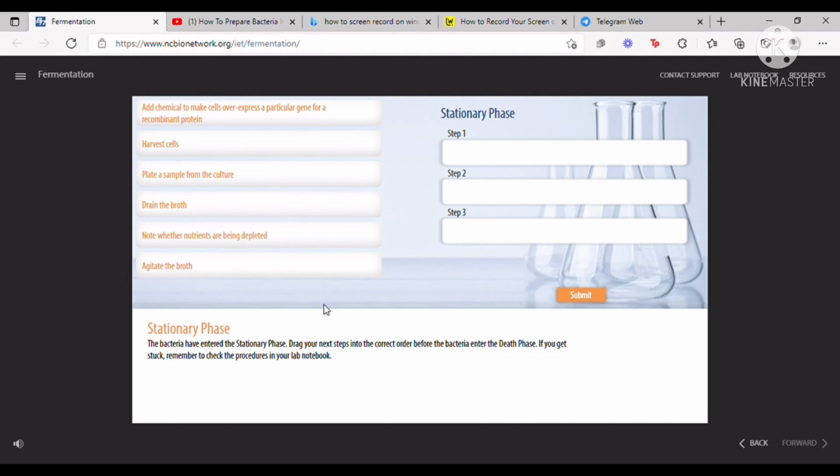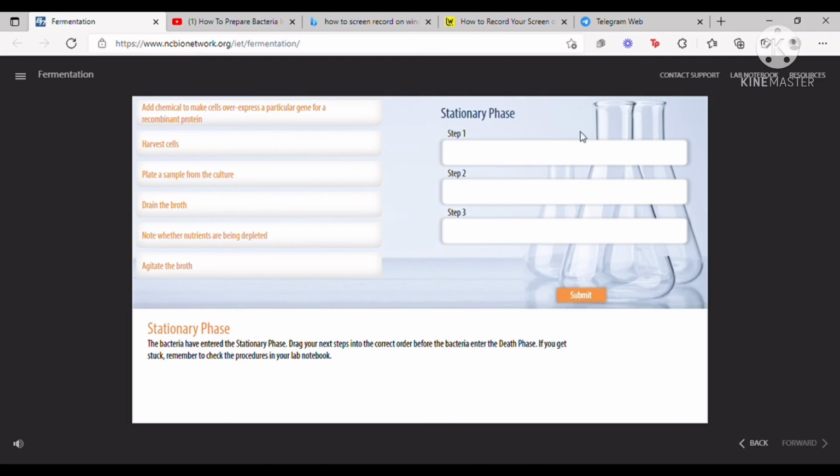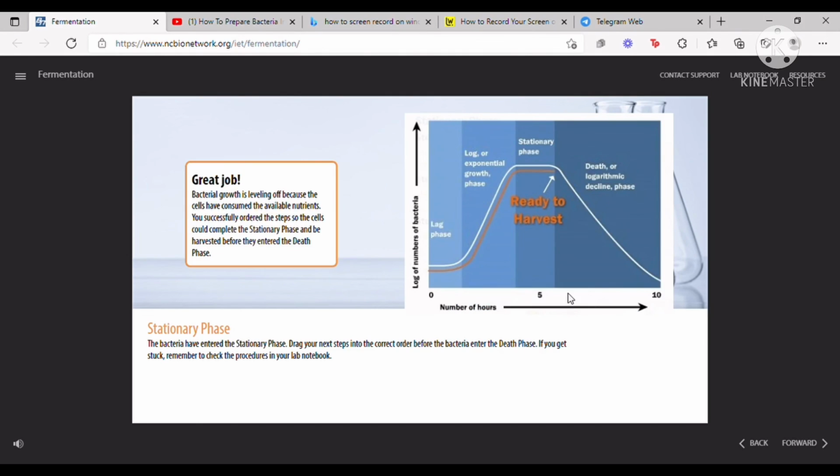Before I pick these steps, I have to go through my lab notebook just one more time. Right below there, the steps are written. So I take a look at it first, and then I go in with the first one, which is to add the chemicals to make cells overexpress a particular gene. The next step would be to note whether nutrients are being depleted, and the last one would be to harvest the cells. That is all.